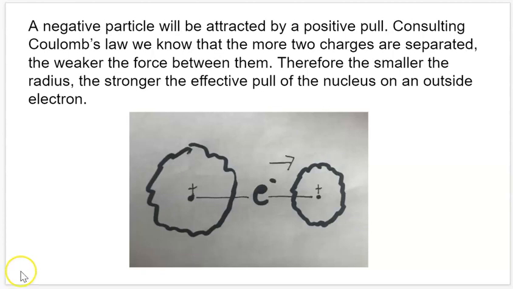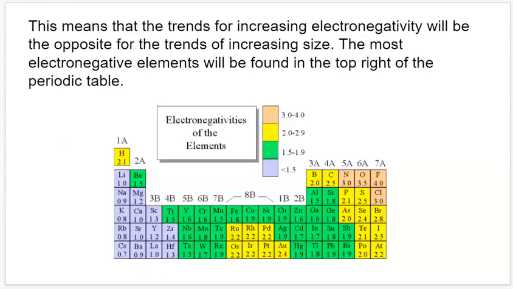And the reason for that is if you actually measure the distance from this electron to the nucleus, this distance is actually shorter than this distance due to the smaller radius of the atom, which means there's going to be a stronger Coulombic force. Because if you remember in Coulomb's law, the strength of the force is relative to the distance between them. And the smaller the distance, the more you feel that force. So that means that we can sort of map the electronegativity trends to the trends for the size.